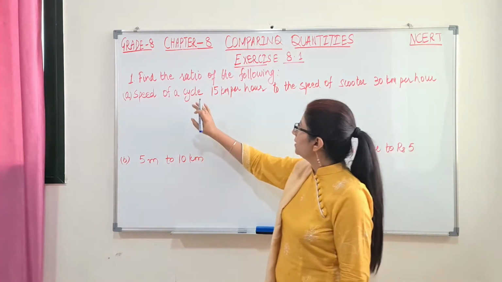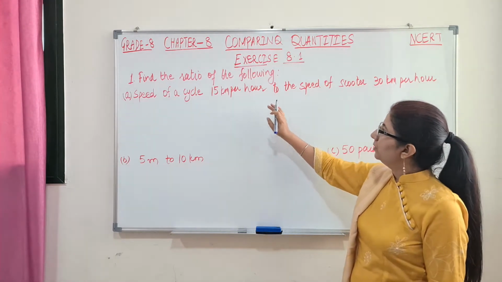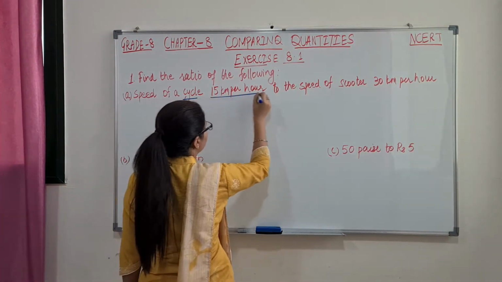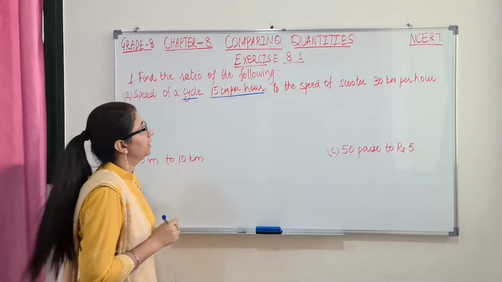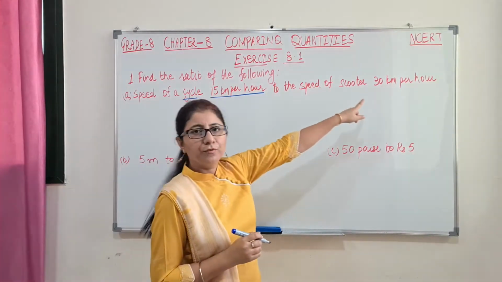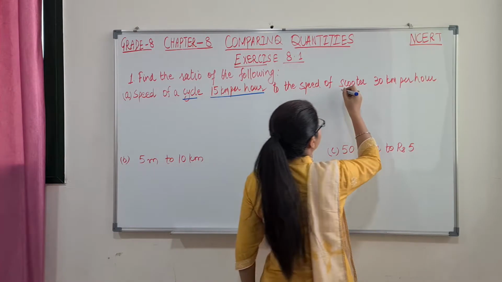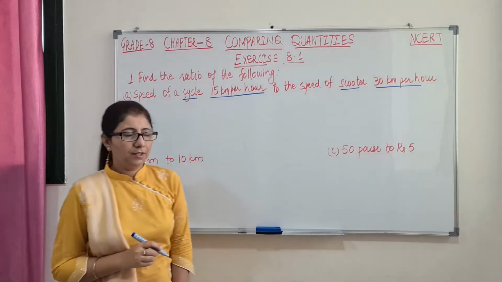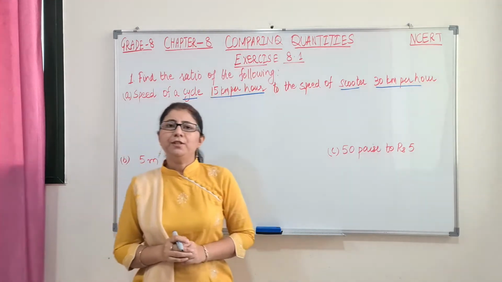So speed of a cycle 15 kilometer per hour. So this is our first quantity, that is cycle, and its value is 15 kilometer per hour. To the speed of scooter. So second quantity is scooter whose speed is 30 kilometer per hour. So we need to find the ratio of these two things.